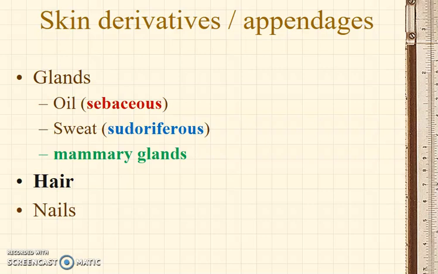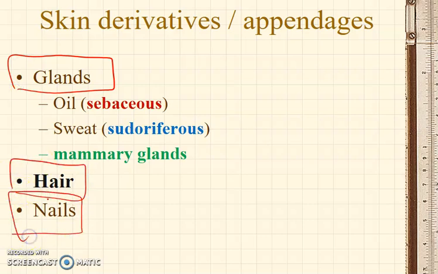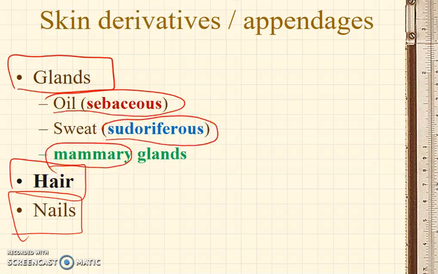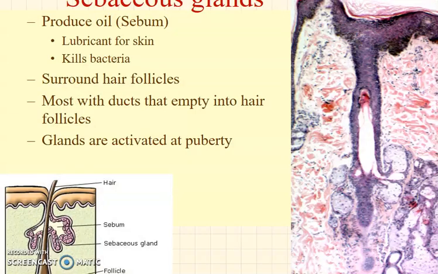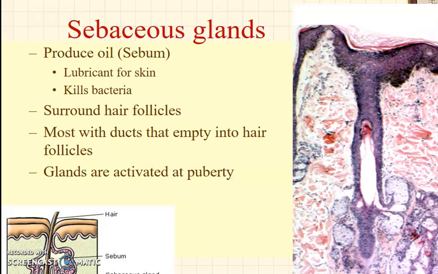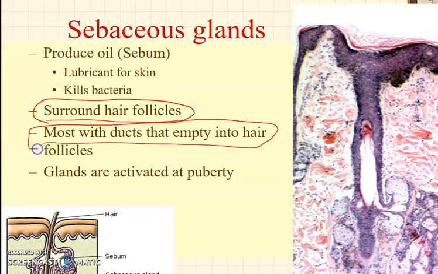So, we're going to look at skin derivatives. They are divided into glands, hair, and nails. The glands are then subdivided into sebaceous glands, sudoriferous glands, and mammary glands. So, sebaceous glands. Sebaceous glands produce sebum. And this is lubrication for the skin, and it kills bacteria. And they're found associated with hair follicles. They're on the hair follicles, and the ducts empty into the hair follicles.